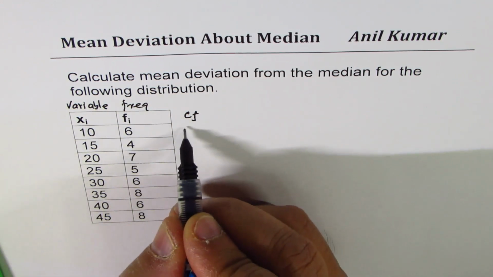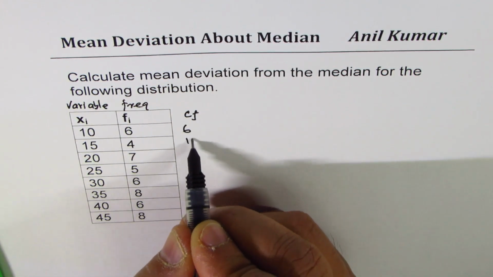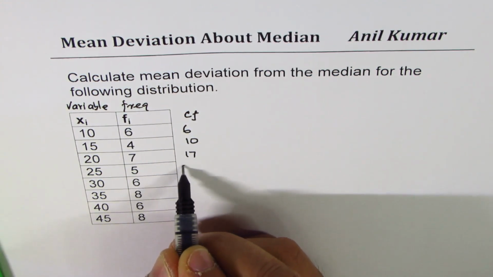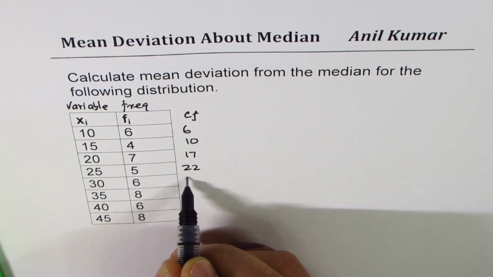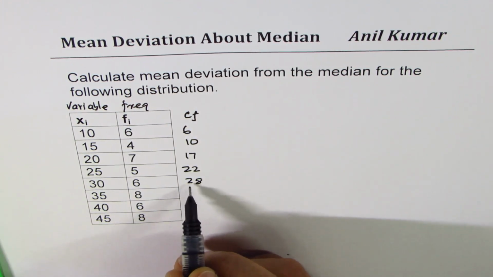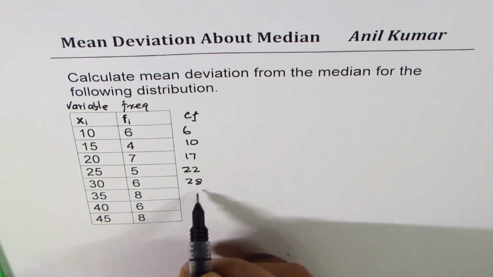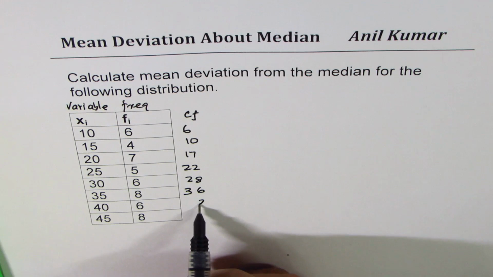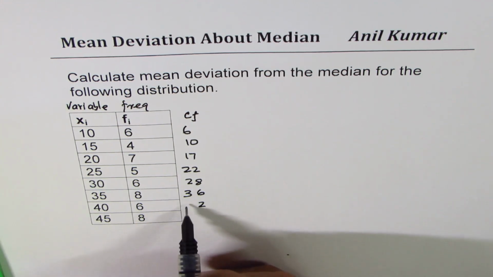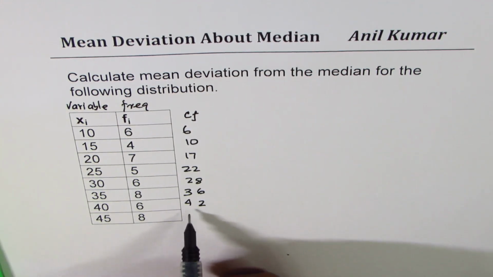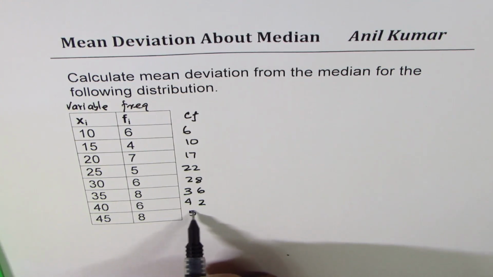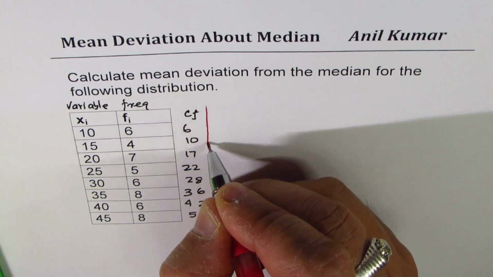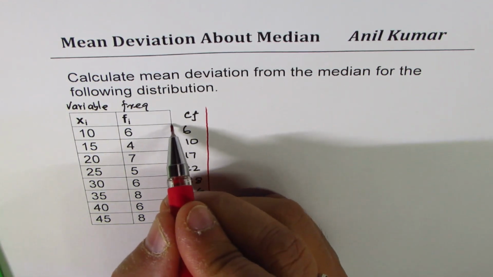So we get 6, 6 plus 4 is 10, 10 plus 7 is 17, 17 plus 5 is 22, 22 plus 6 is 28, 28 plus 8 is 36, and plus 6 will give you 42, and plus 8 will give you 50, correct? So we have created a table, we have extended this table by creating a column for cumulative frequency.